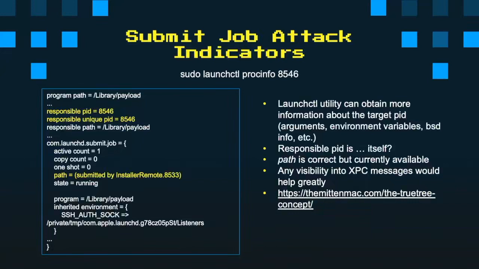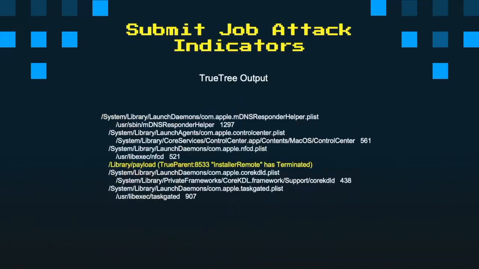But luckily, the path attribute pointed to the true parent, which was the installer remote plugin service and the proper PID. But that makes it kind of difficult for analysts because this is not offered by the Endpoint Security framework. You have to do some extra legwork to get this. So this is the TrueTree output. It's just showing that the true parent of our payload is the installer remote plugin service.